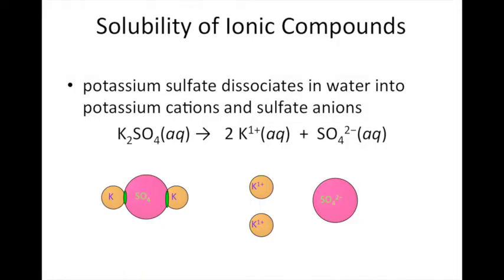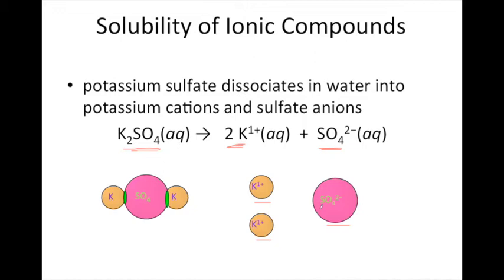So let's look at potassium sulfate. If you put potassium sulfate in water, here's our chemical formula. 1 mole of potassium sulfate in aqueous solution will dissociate to give you 2 moles of potassium ions and 1 mole of sulfate ions, because potassium sulfate is composed of 1 sulfate ion and 2 potassium ions. So when these ions break apart, we end up with 2 potassium ions and 1 sulfate ion. All 3 of these ions are separate from each other and dispersed throughout the water.